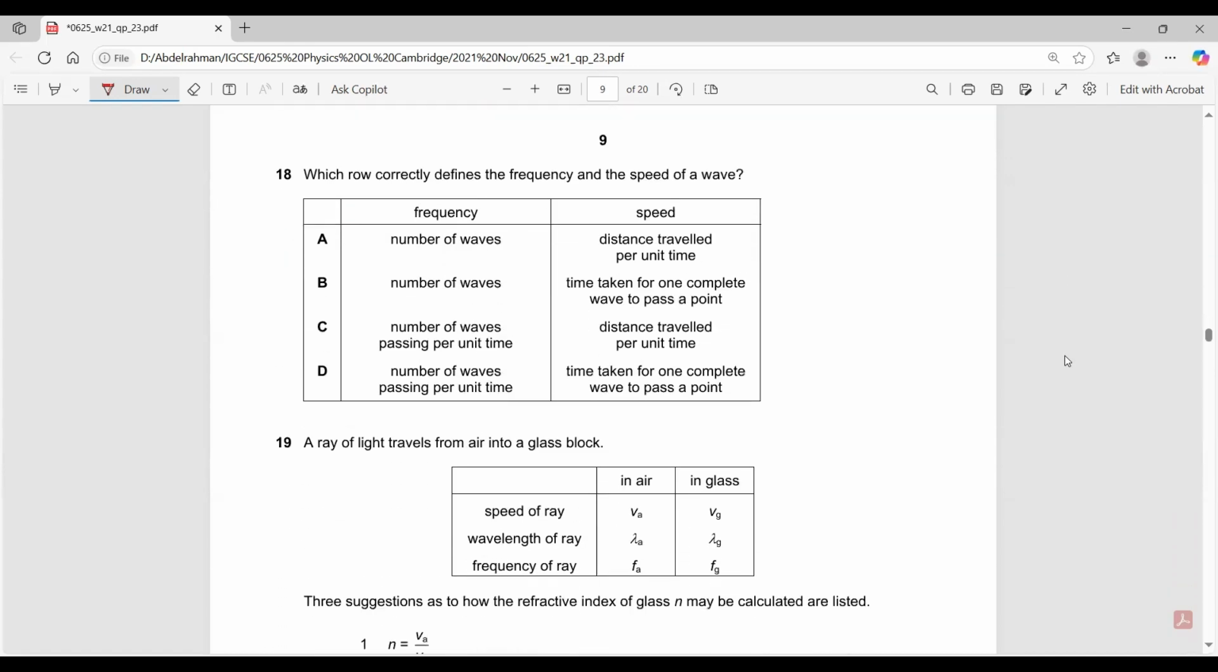Which row defines the frequency and the speed of the wave? What is the frequency of the wave? It's the number of waves per unit time. What about the speed? It is the distance traveled per unit time.